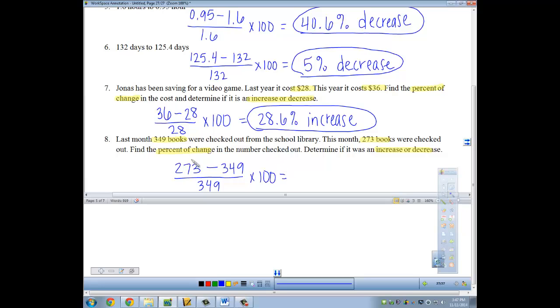Now, it told us to say if it's an increase or decrease. It went from 349 to 273. So we know that the book count went down, so we know it's going to be a decrease. We know we're going to get a negative answer. That's okay. So 273 minus 349, then divide by 349, then times 100, we're going to get about 21.8%. And you should have gotten a negative, and we already said that it's going to be a decrease.